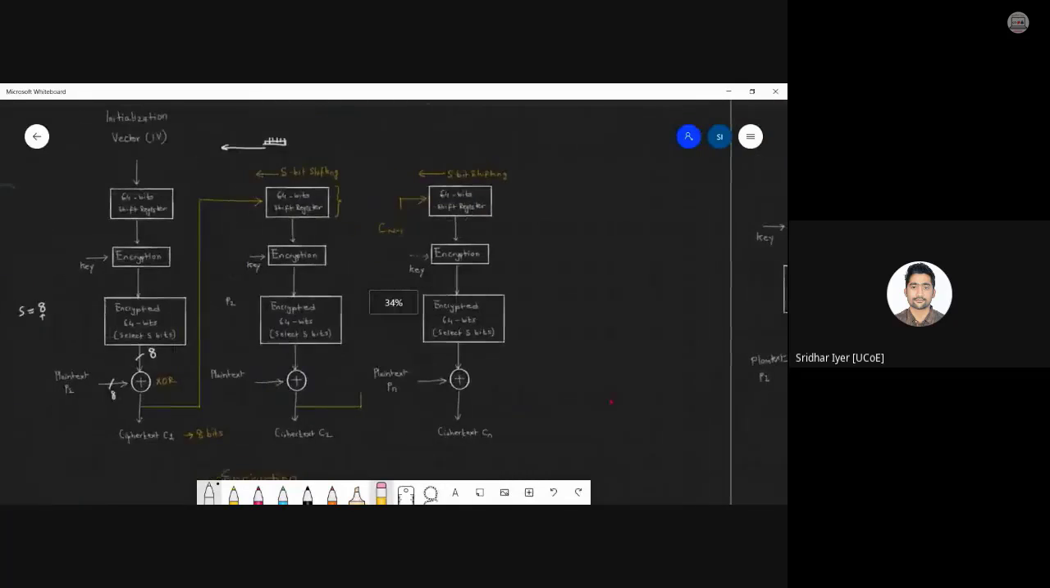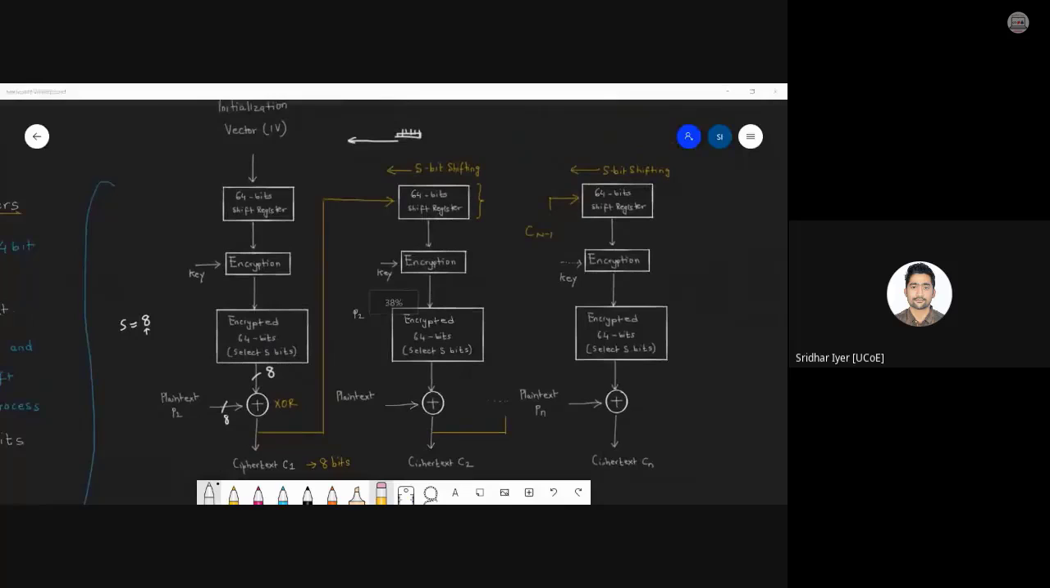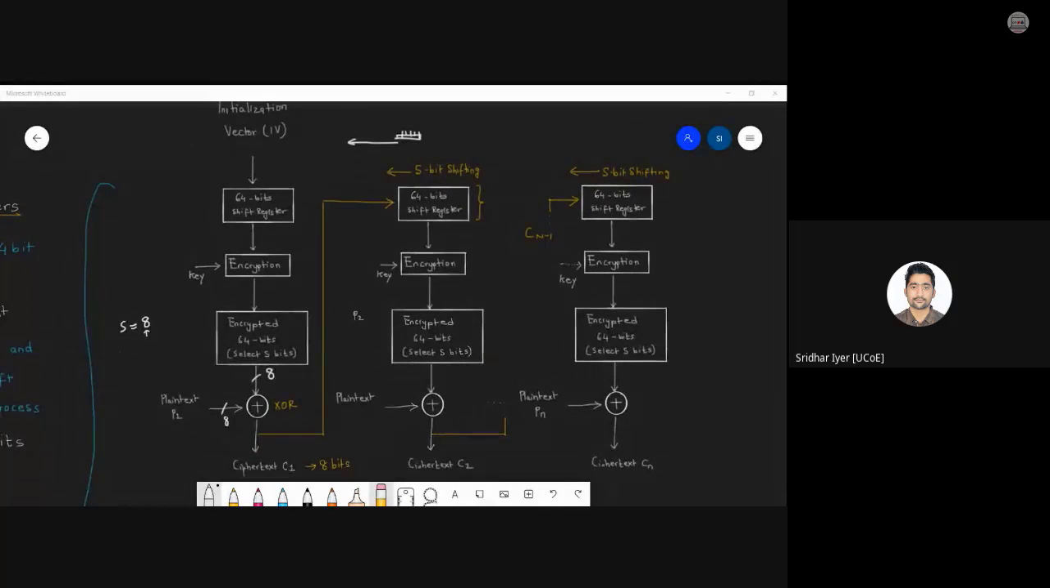If I think of the previous one, that is CFB, cipher feedback mode, then how is it different, or why has this been updated to the next mode? Any ideas? Come on, be interactive. I know it is the last lecture of the day, but still I can't help it. Come on, give me answers. Yes, students, let me know your answers. I'm audible, right?